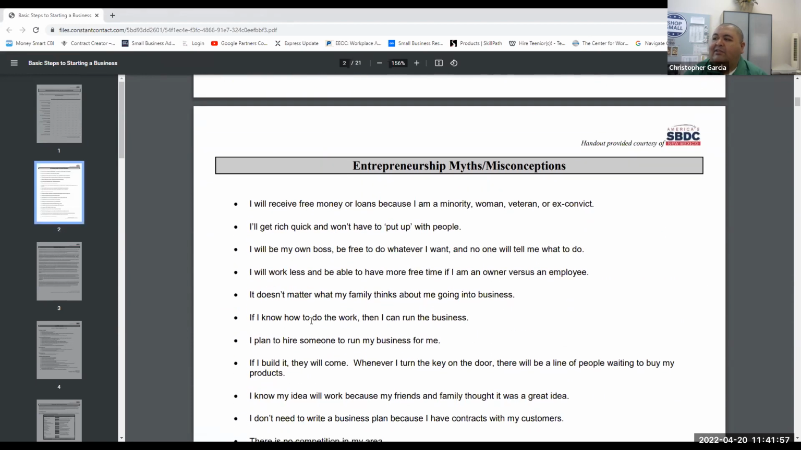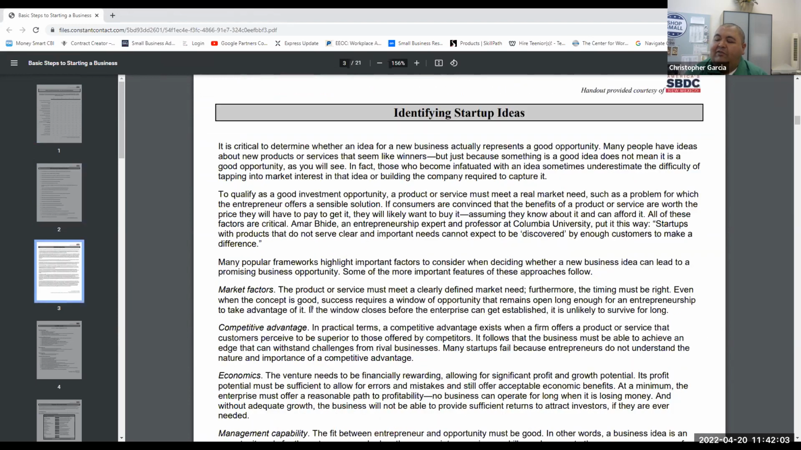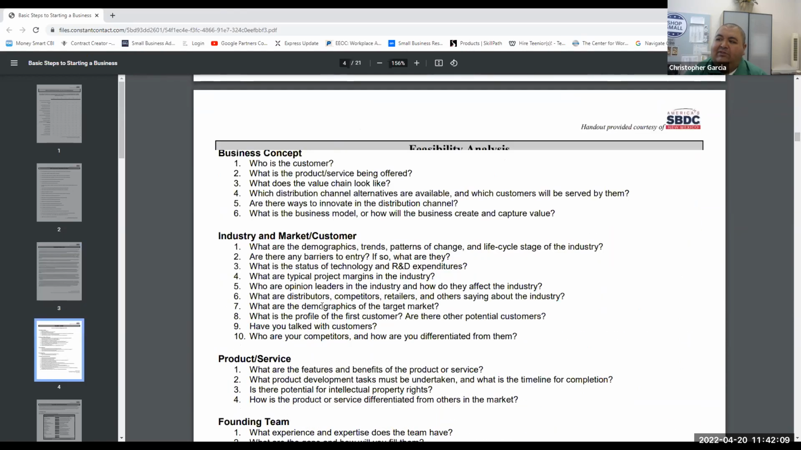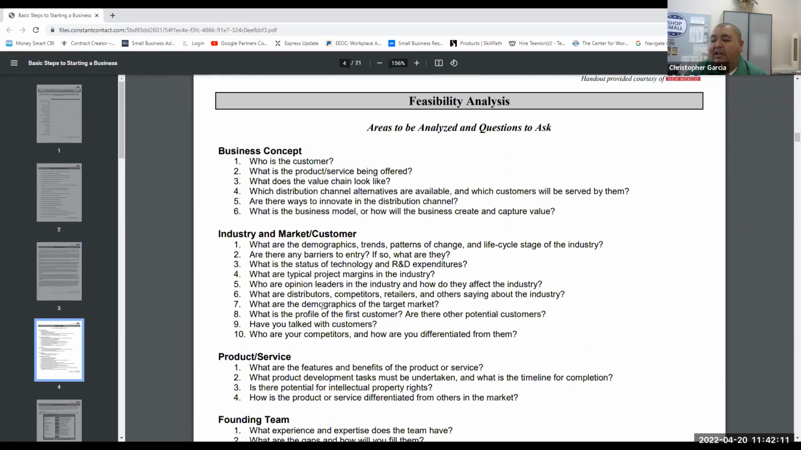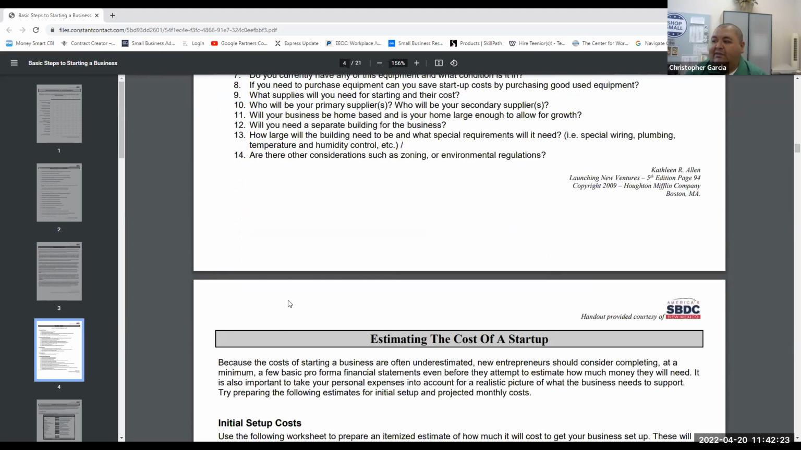Next are the myths and misconceptions of being an entrepreneur. Then we have some information about identifying startup ideas, and I could give you some insights about that too during this presentation. Then we have some insights about doing a feasibility analysis. I like doing research in small business, so this is one of the things I like to do. And I'll show you some resources for that later in the slides.